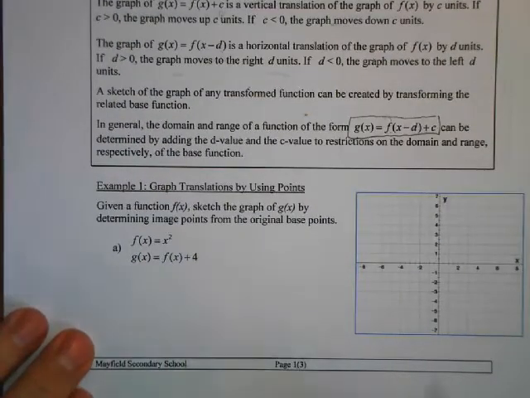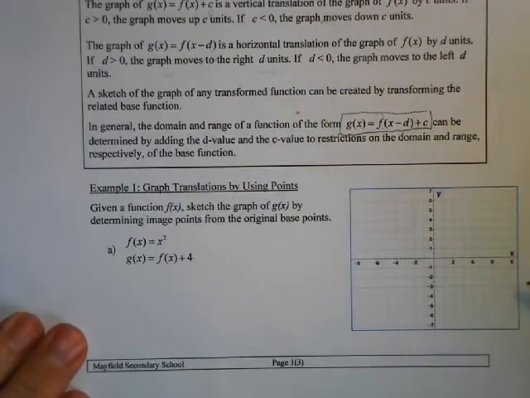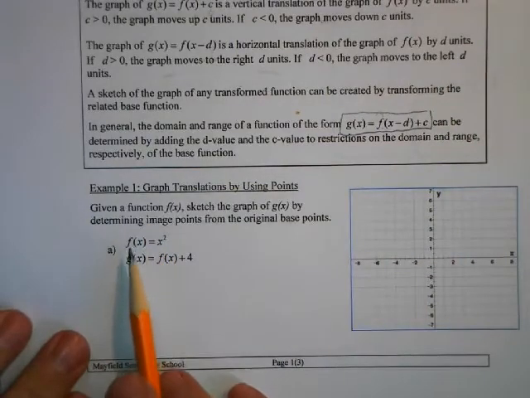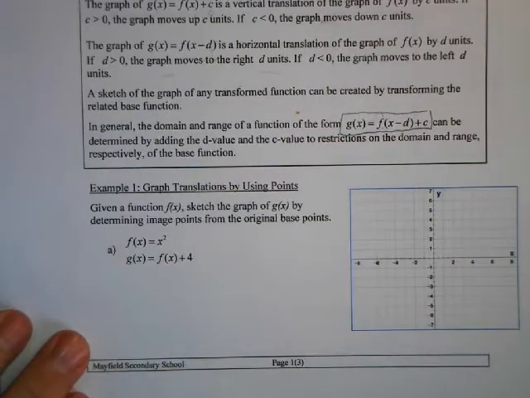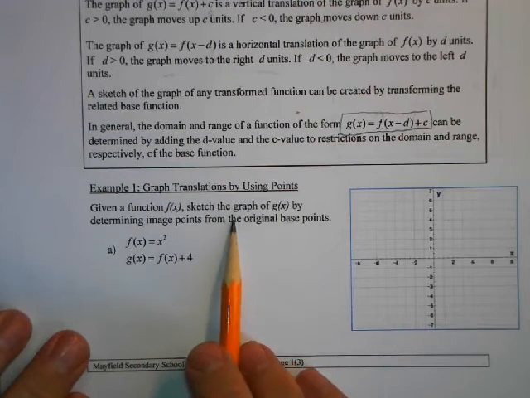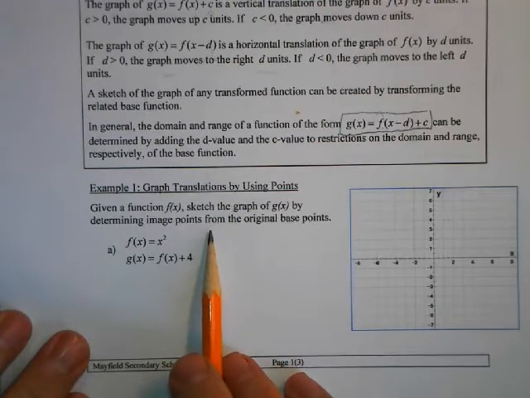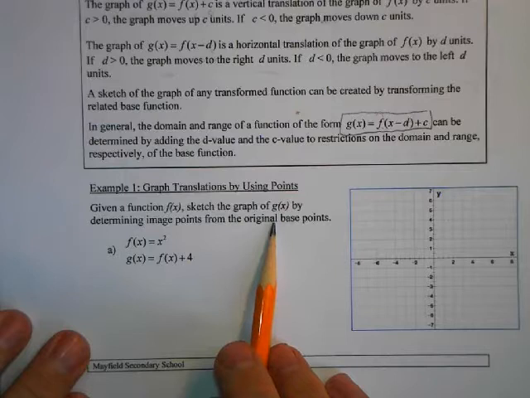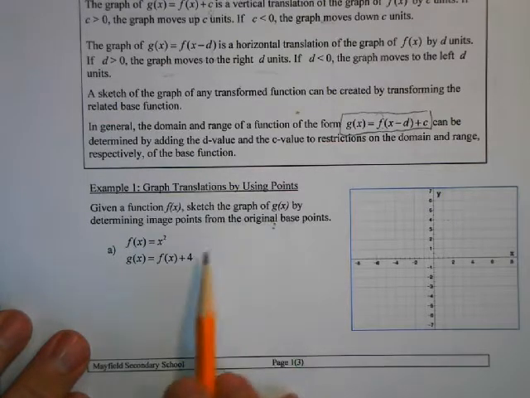Okay, so you can see we've got a little graphing area over here, and the question, example 1, says, given a function f of x, sketch the graph of g of x by determining image points from the original base points. So when we defined those base points in the last lesson, they're coming out now. So we have to figure out what the base function is and then recreate those base points, and then we're going to transform those base points based on what type of translation is happening here.